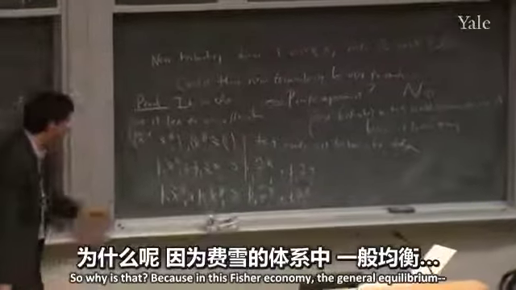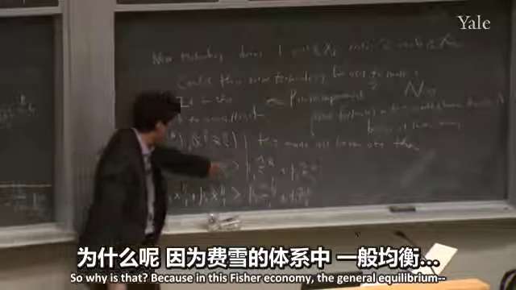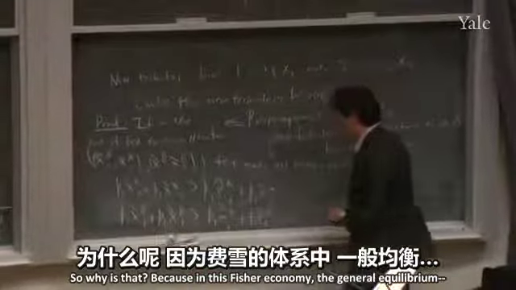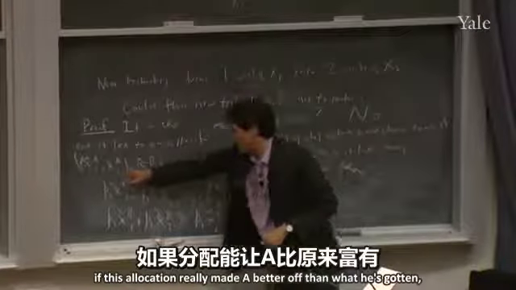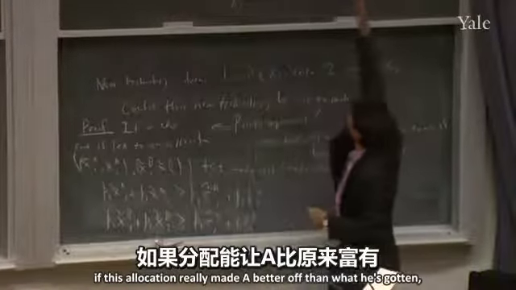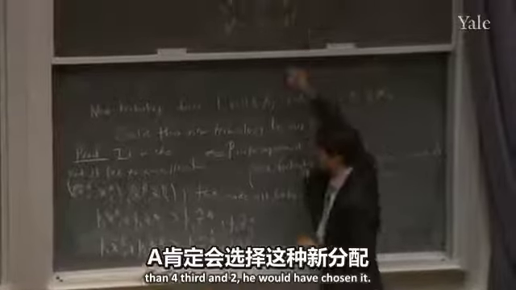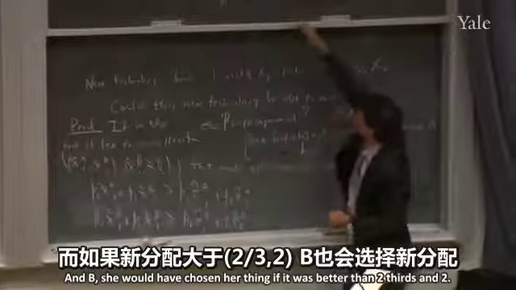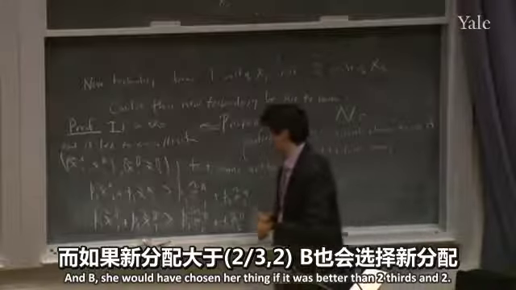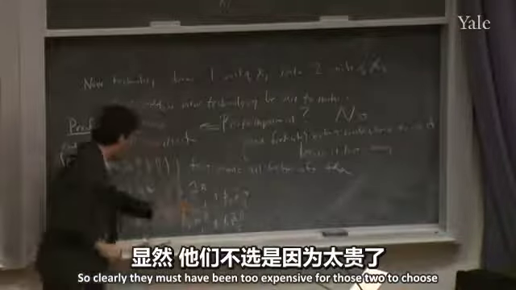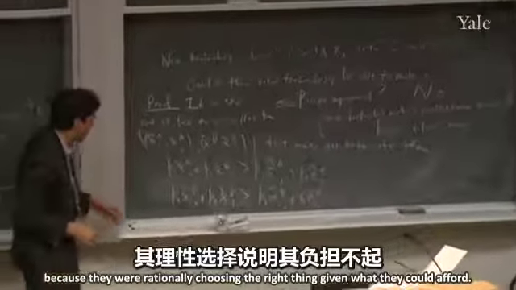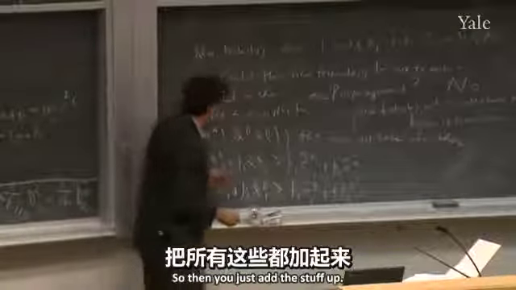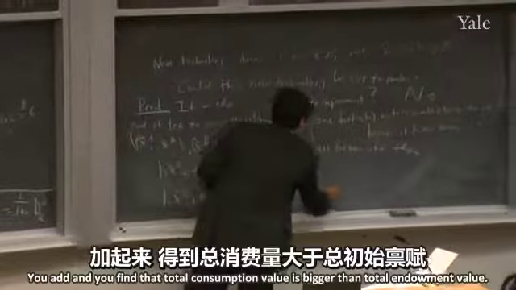Okay, so why is that? Because in this Fisher economy, the general equilibrium, if this allocation really made A better off than what he's gotten, than 4/3 and 2, he would have chosen it. And she would have chosen her thing if it was better than 2/3 and 2. So clearly they must have been too expensive for those 2 to choose, because they were rationally choosing the right thing given what they could afford. So then you just add the stuff up.